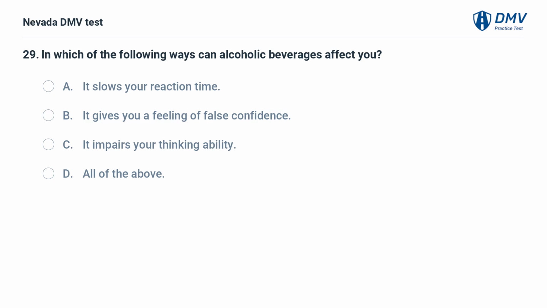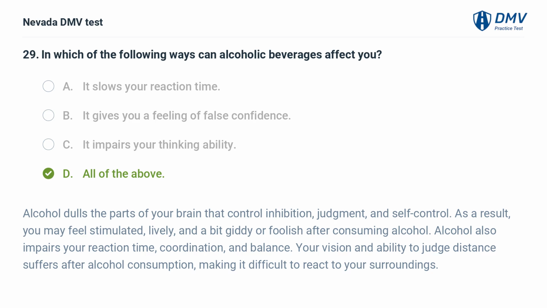In which of the following ways can alcoholic beverages affect you? A. It slows your reaction time. B. It gives you a feeling of false confidence. C. It impairs your thinking ability. D. All of the above. D. All of the above.